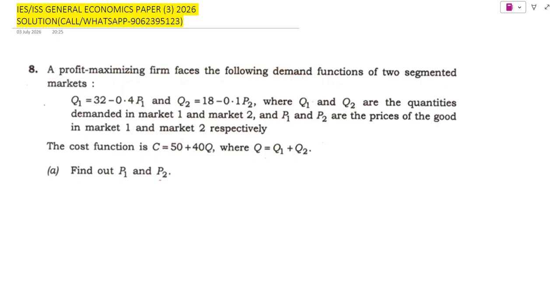Before solving today's question, let us first understand why this topic is important. The Indian Economic Service examination is one of India's most prestigious examinations for economists, and General Economics Paper 3 contains several numerical questions from microeconomics, especially on monopoly pricing, price discrimination, market power, welfare economics, and industrial organization. Questions on third degree price discrimination are among the examiner's favorites because they test both conceptual understanding and mathematical application.